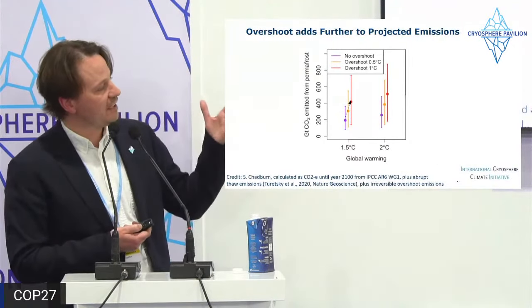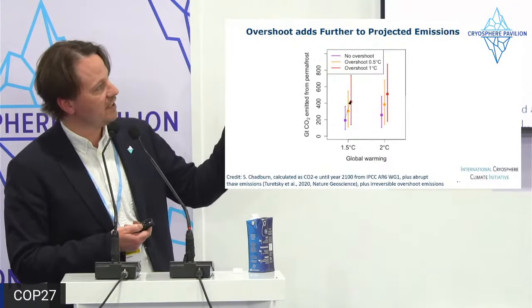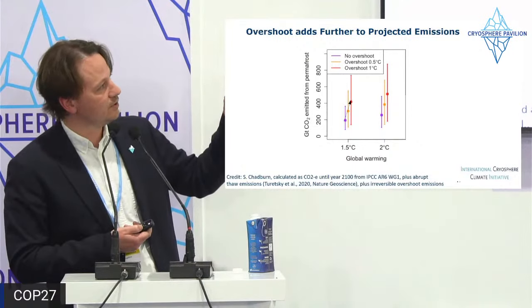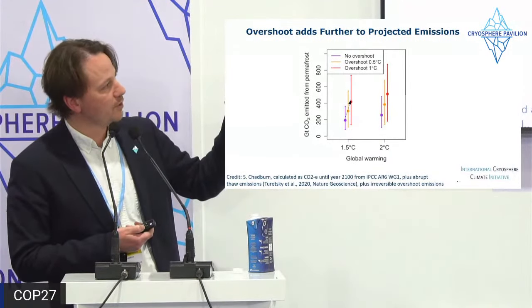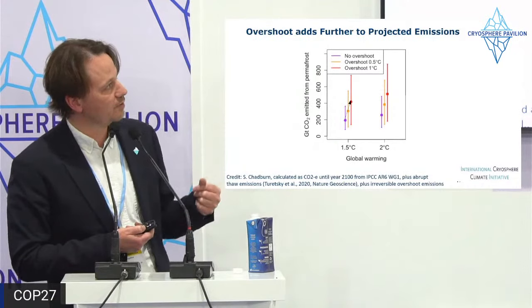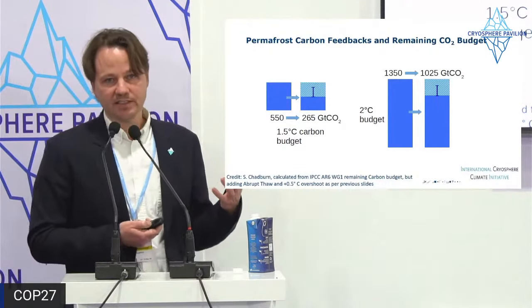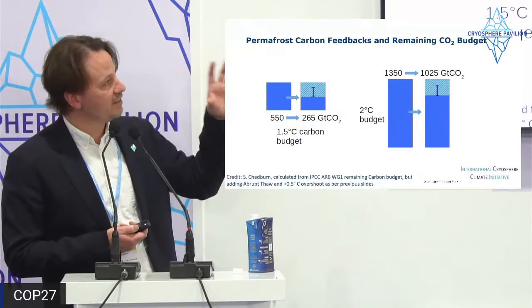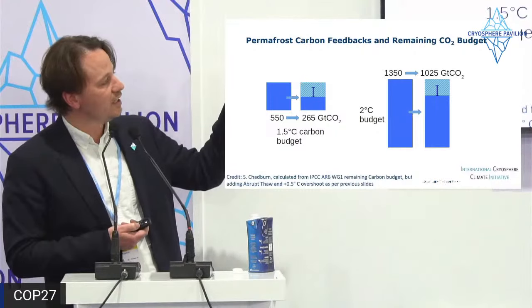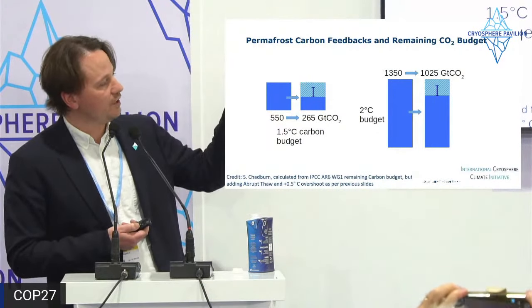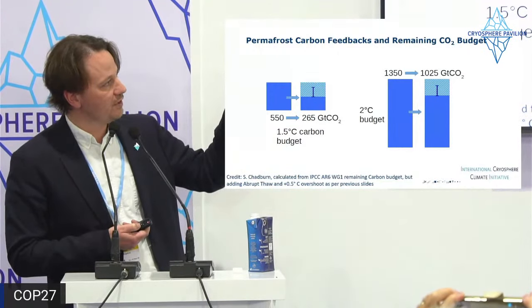So if we add this into a similar graph to global warming, you see that overshooting the 1.5 degree target with half a degree or 1 degree gives us significant added CO2 emissions from the permafrost on top of no overshoot scenarios. So all of this taken together shows us that the permafrost carbon feedback potentially eats up a lot of the remaining carbon budgets to stay below 1.5 degrees or the two degree budget.